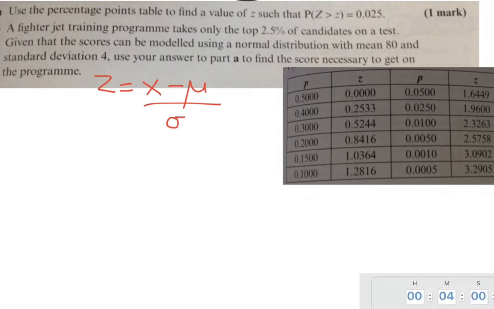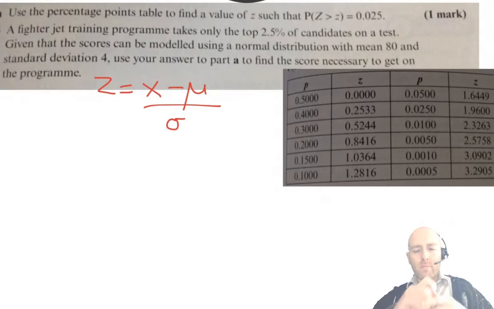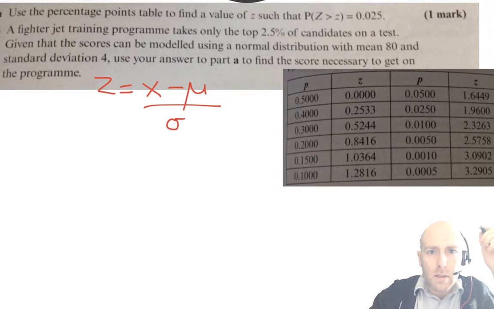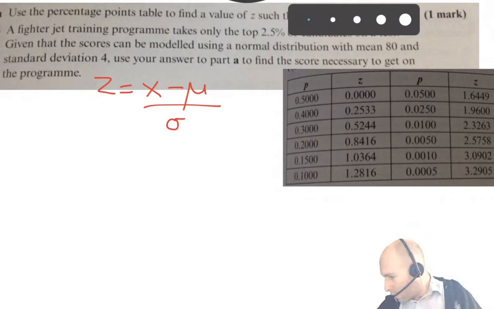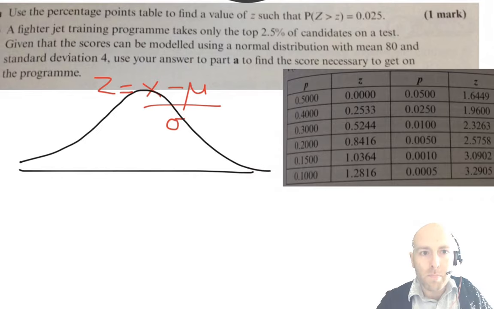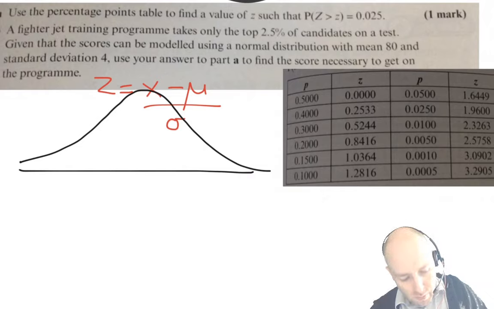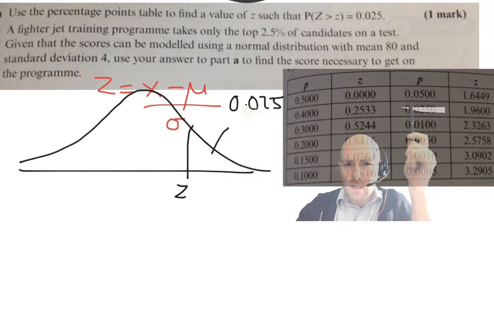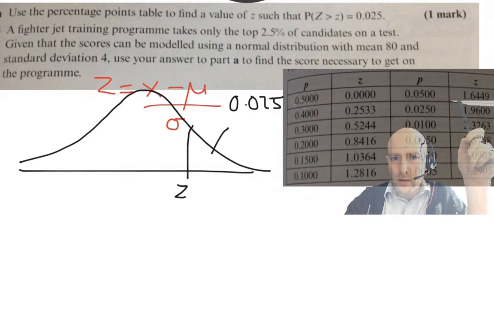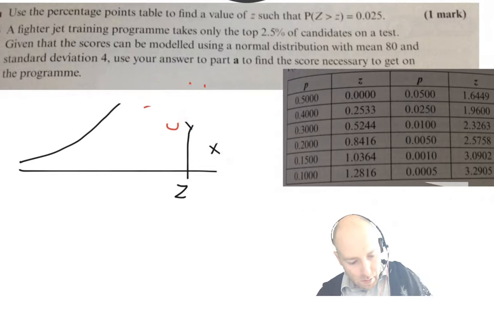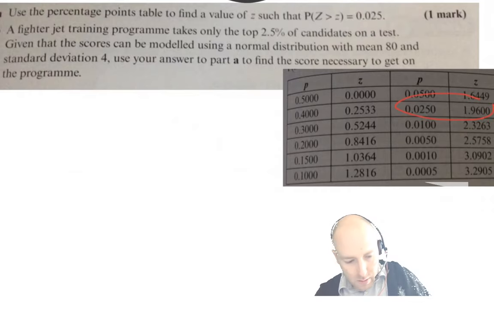Right, let's go through part A, and I'll give you guys a little bit more time to try part B. So, what are we doing? We've got the Z table. Let's do a sketch. Probability that Z is greater than this is 0.025. So we know this area, 0.025. That's the value of Z that we want. If we look at our table, 0.025 is about here. So we get 1.960. So for part A, Z equals 1.96.